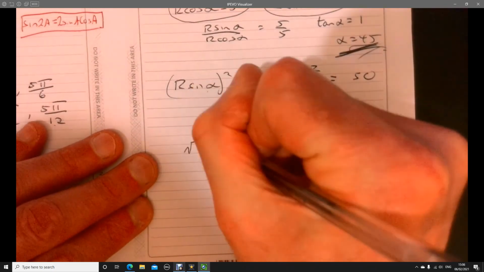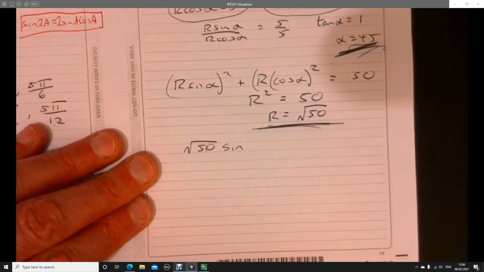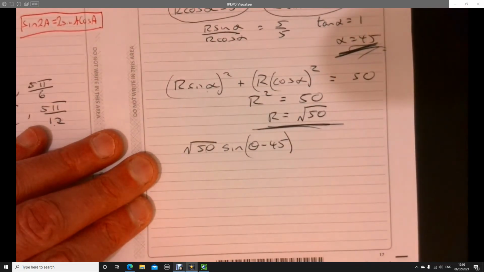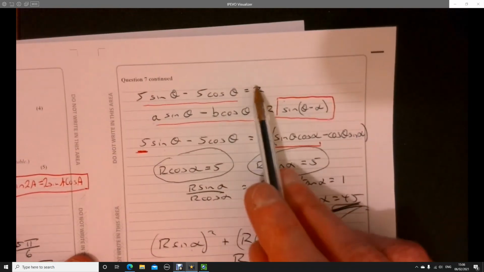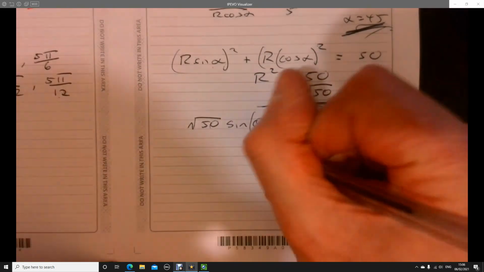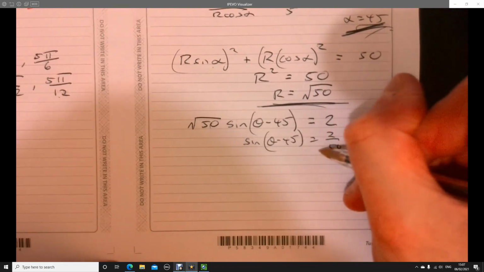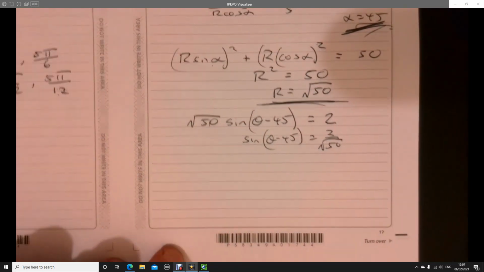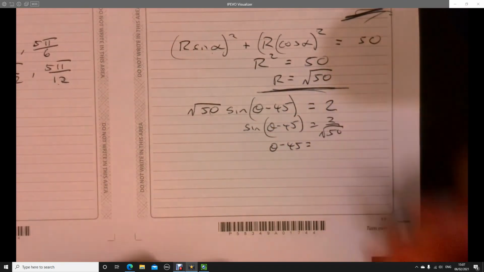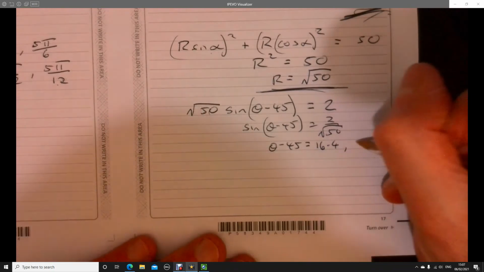So we know r is root 50, and then we're going to multiply that by sine of theta minus 45, and we know it's equal to 2. There we are. So divide both sides by root 50. Over root 50. Inverse sine both sides. So theta minus 45 is going to equal 16.4.